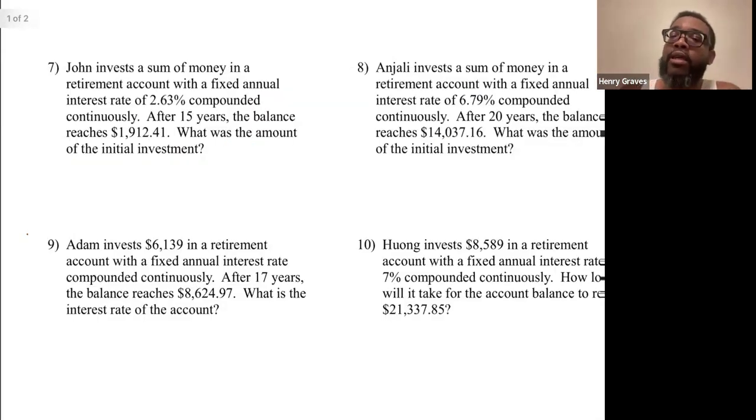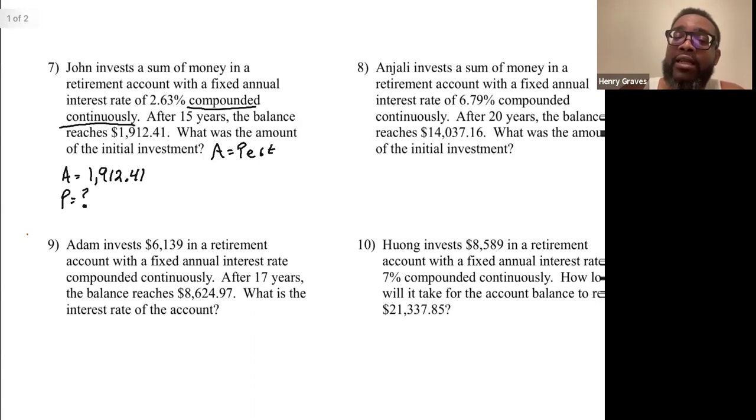So because again, it says it's compounded, what's the amount of the initial investment? It's compounded continuously. When I see that word continuously, I've got to use this formula: A equals P e to the rt. So my A is 1,912.41. My P, I don't know what my P is. I know my rate is 2.63, so if I divide that number by 100, I get 0.0263.